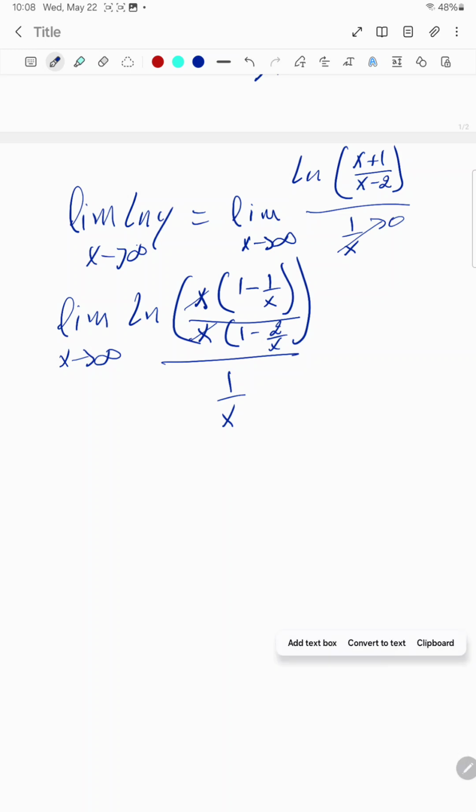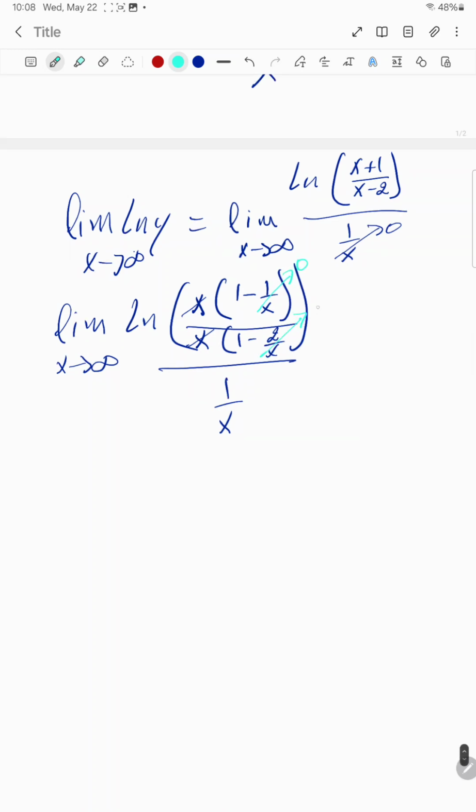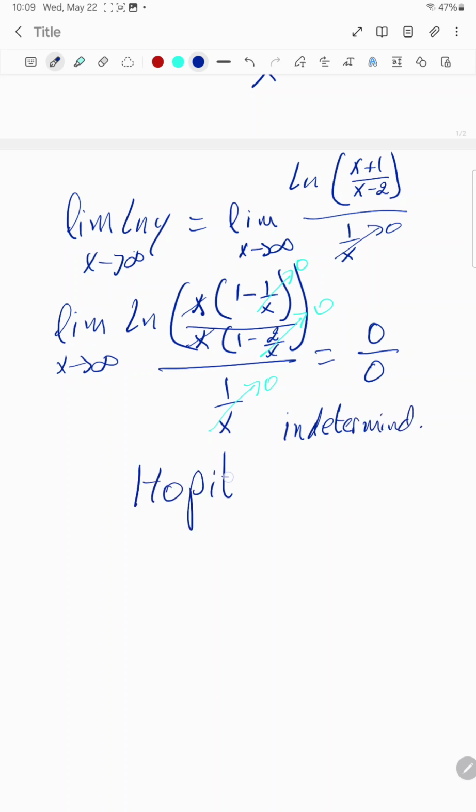And when x goes to infinity, that goes to 0, because 1 divided by infinity is 0. That goes to 0, and that goes to 0. And then I will have ln of 1 divided by 1, which is ln of 1, and ln of 1 is equal to 0. So all that is equal to 0 divided by 0. So it is indeterminate, and I can apply L'Hopital's rule.